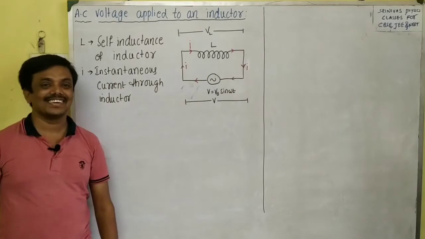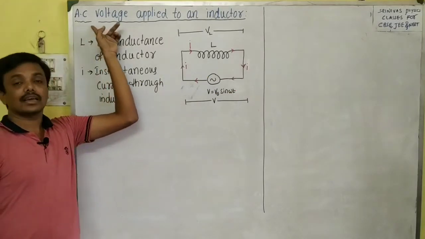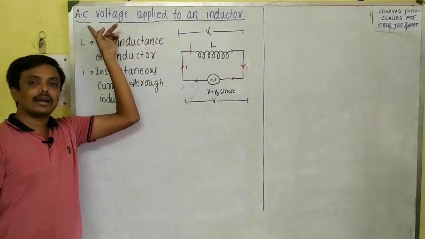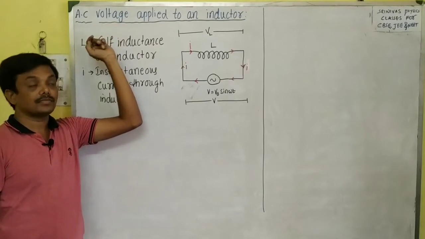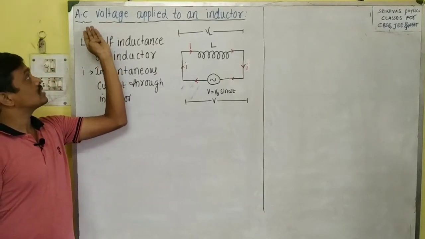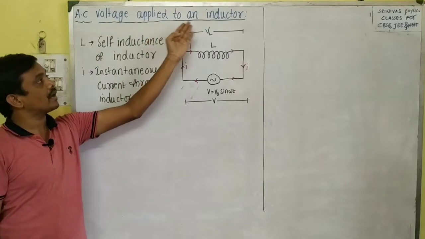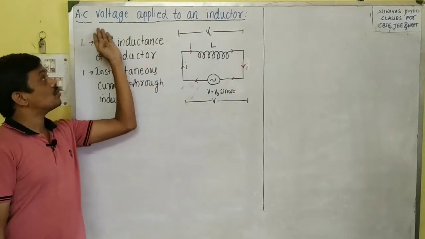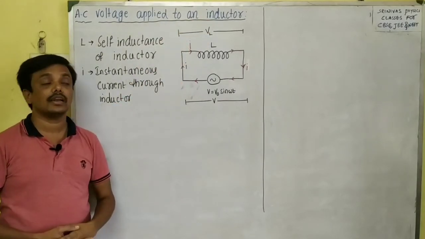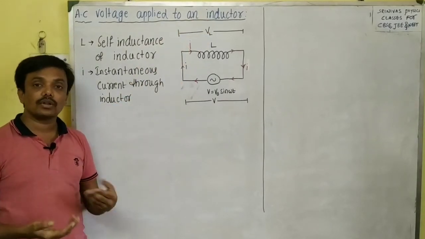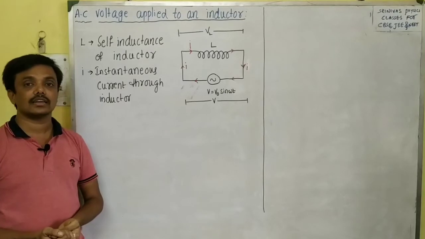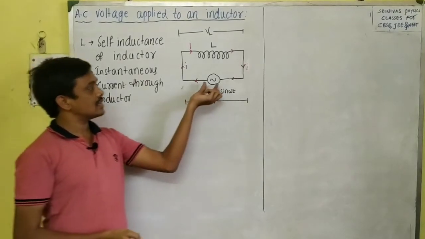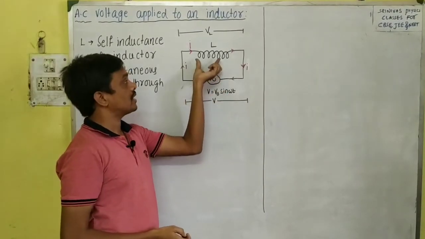Hi to all. Now the next topic in the alternating current chapter. Today we are going to discuss AC voltage applied to an inductor. Previously we discussed AC voltage applied to the resistor. Then we derived the formula for the instantaneous current through the resistor. Here this is the AC source symbol. This we are applying to the inductor.